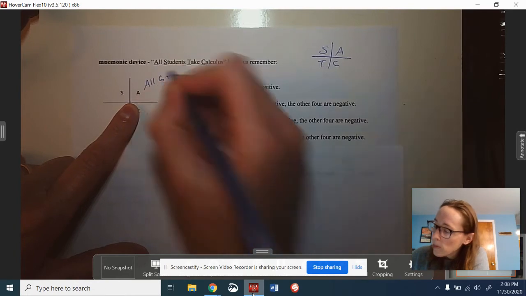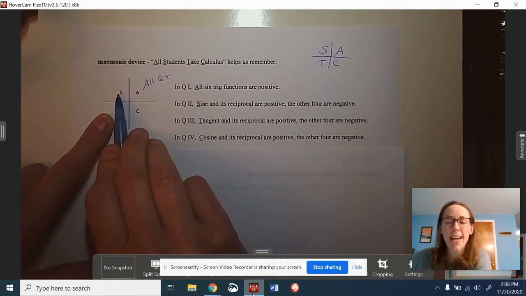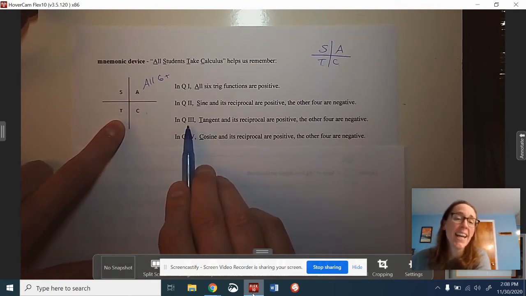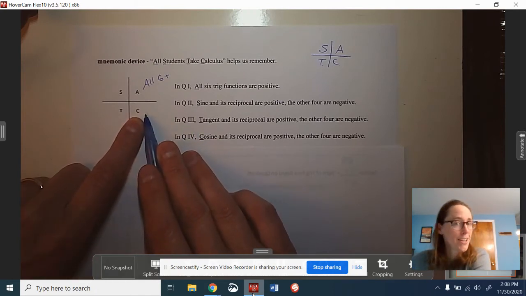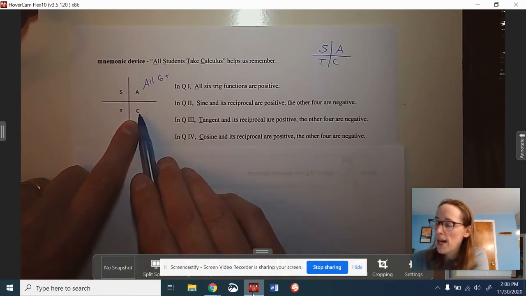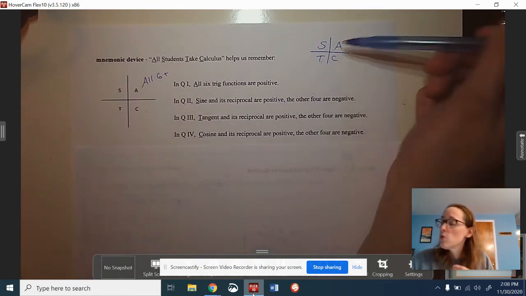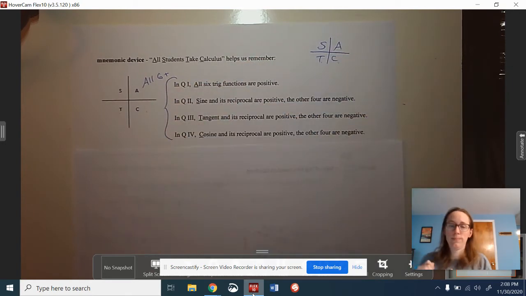That's how you remember, and what it really stands for is, in quadrant 1, all 6 are positive. In quadrant 2, S stands for sine, and sine and its reciprocal are positive. In quadrant 3, the T stands for tangent. Tangent and its reciprocal are positive. Everybody else is negative. And in quadrant 4, C stands for cosine, not cotangent, not cosecant. Cosine and its reciprocal are positive. Everyone else is negative. So the way you remember is All Students Take Calculus, and here's what it stands for.